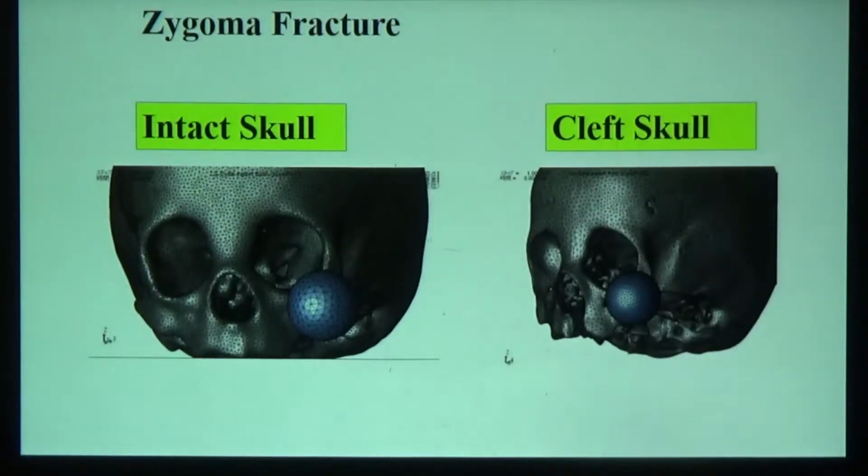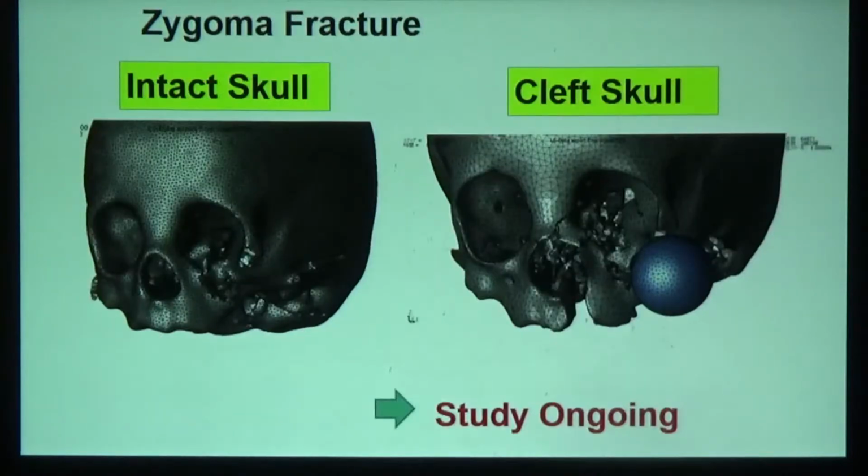Currently, I'm working on zygoma fractures. I strike the chip in the models and observe the results. I have found that as with the orbital floor, fracture patterns present big differences between intact skulls and cleft-palate skulls. This study is ongoing. I will analyze the results and will report it in the near future.